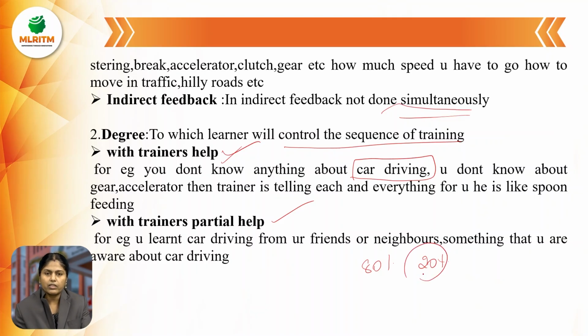There's a difference between with the trainer's help and without the trainer's help. Without the trainer's help, the help will be there only up to some extent, up to 20%, and the remaining 80% I have done myself, meaning I have learned from my friends or neighbors. That's it. For this also we can take the example of car driving. By taking a real-time example we can easily understand what is going on.